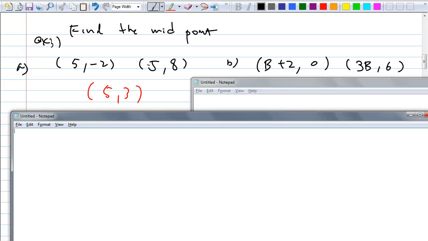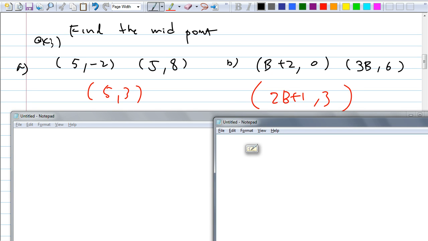Jonathan, what'd you get for B? 2b plus 1 comma 3. Yeah, 2b plus 1 comma 3. Is that right? B plus 2 plus 3b, isn't it? Don't you get 4b plus 2, all over 2? You factor out the 2 and then you cancel.